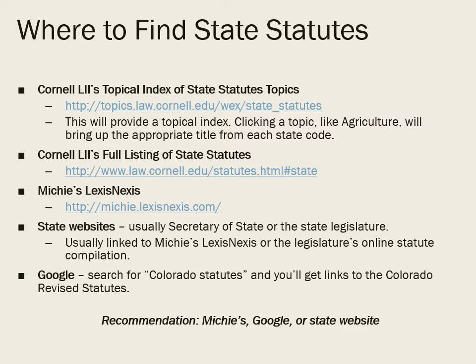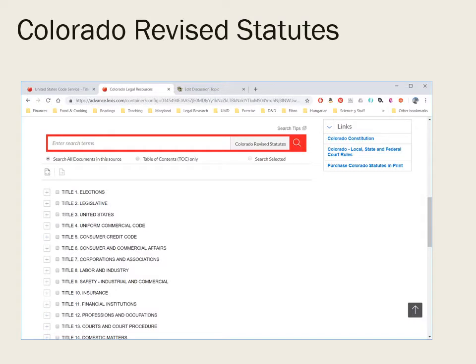Also, you can go to the landing page of a state's website like colorado.gov. It will probably include a link to the statutes. If not, you can go to the state legislature's website, and then you can also just Google it. If you do a Google search for Colorado statutes, Google is going to give you a link to the Colorado Revised Statutes. And here they are. Colorado Revised Statutes, organized by title, looks very much like the US Code.